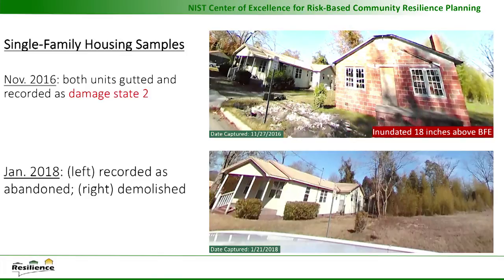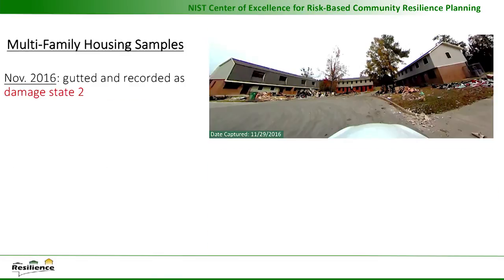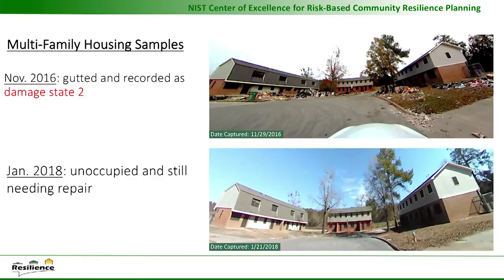But let's look at another housing type, multifamily housing. We visited these apartment buildings in 2016. They had been gutted and again recorded as damaged state 2. When we returned in 2018, they were unoccupied and still needing repair. That initial gutting work had been done, but minimal progress towards reconstruction had been made.